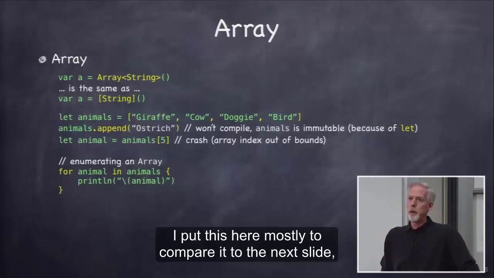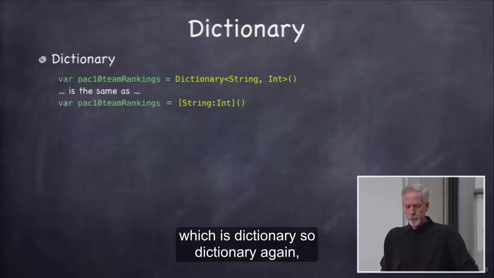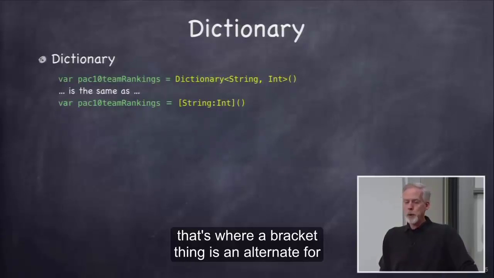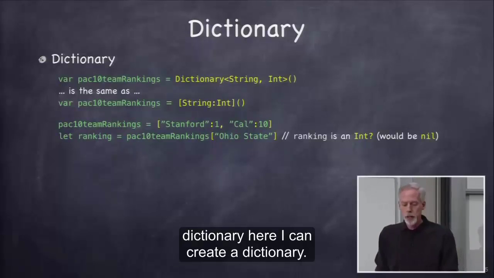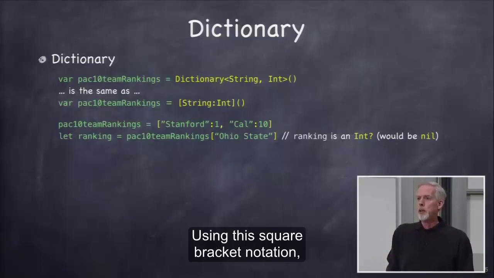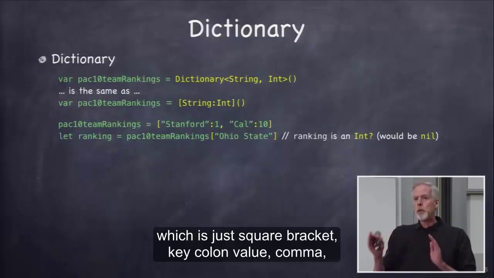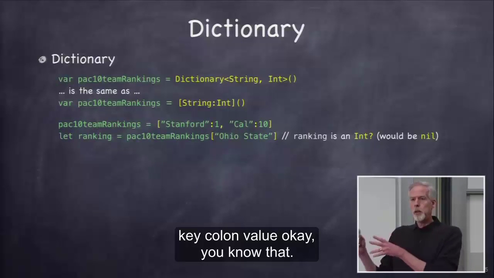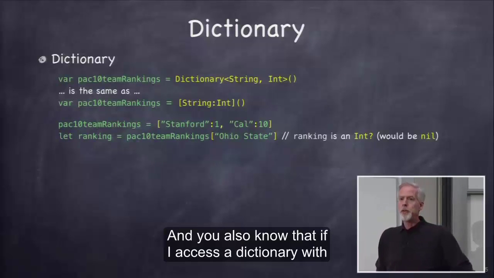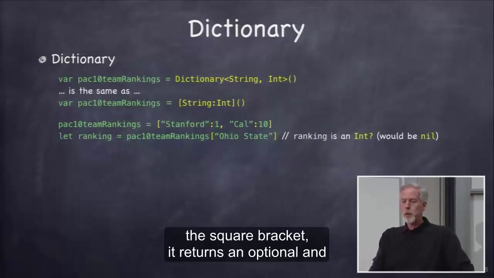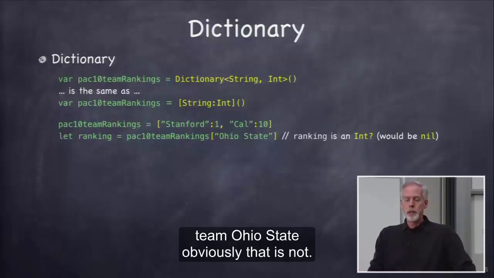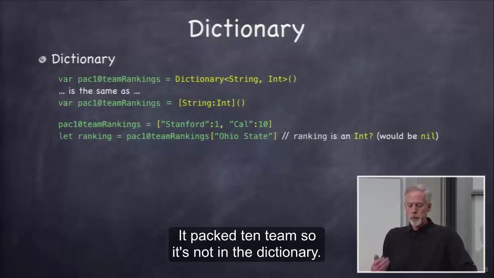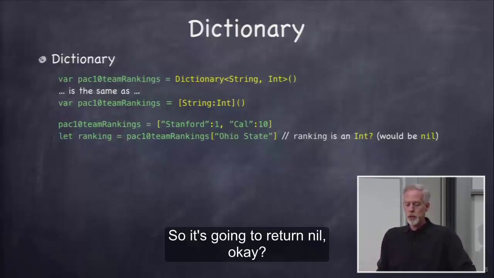I put this here mostly to compare it to the next slide, which is dictionary. So dictionary, again, that square bracket thing is an alternate for the exact same thing. If I had a nice dictionary here, I can create a dictionary using this square bracket notation, which is just square bracket, key colon value, comma, key colon value. You know that. And you also know that if I access a dictionary with the square brackets, it returns an optional. And that's because, for example, here, I'm looking up Pac-10 team Ohio State. Obviously, that is not a Pac-10 team, so it's not in the dictionary, so it's going to return nil.